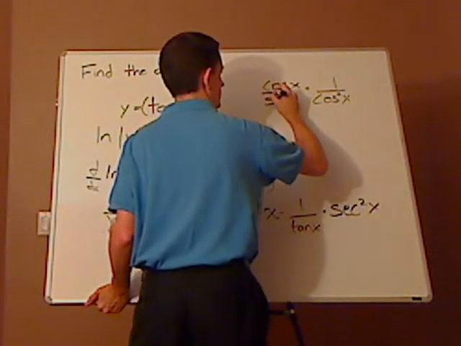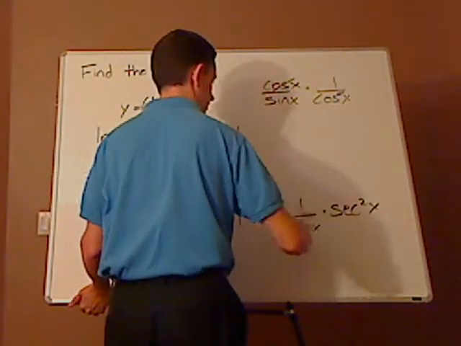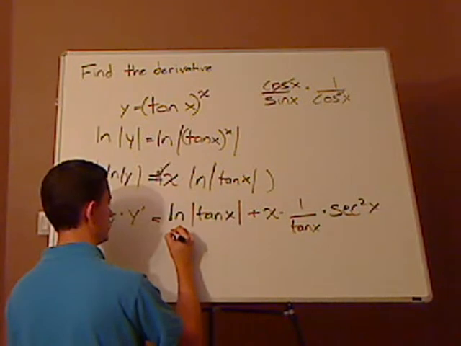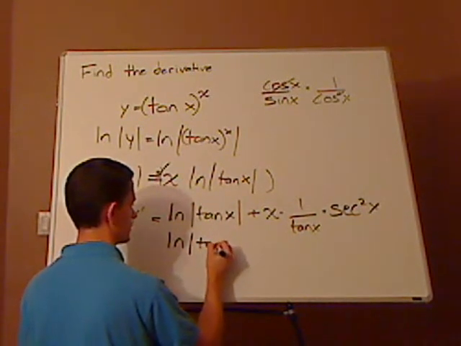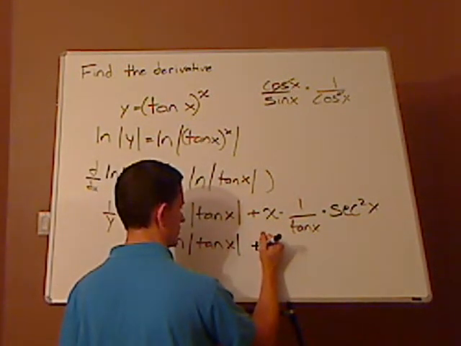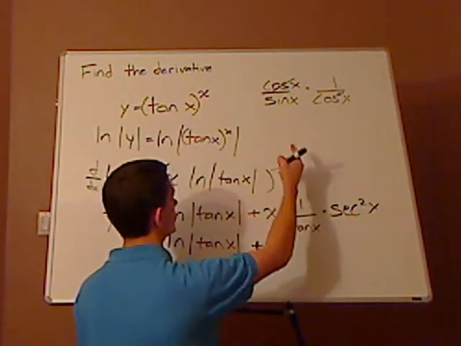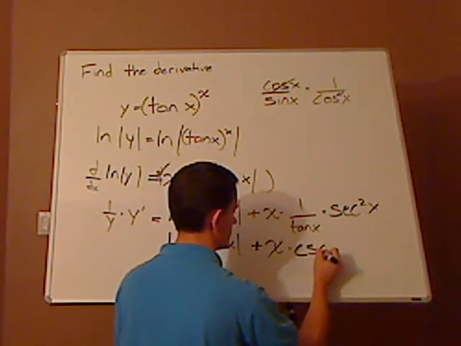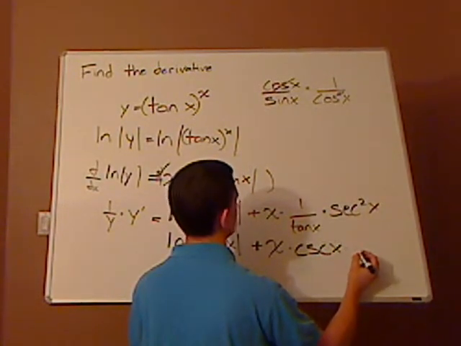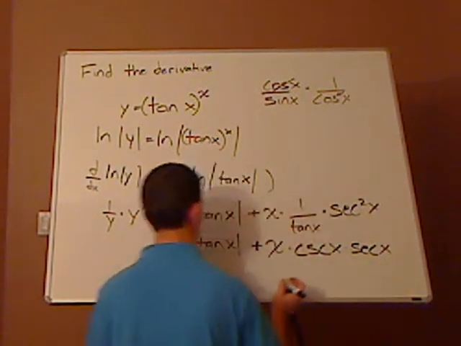So that cancels out with one of those. Here I'm left with natural log of tan x. You don't necessarily have to simplify; sometimes I like to simplify. So it's x times what I found here, cosecant x times secant x.